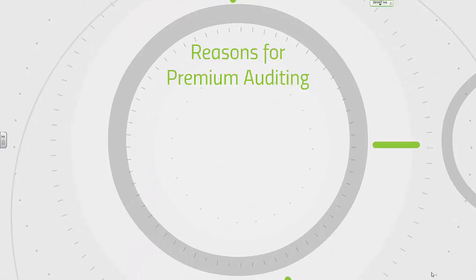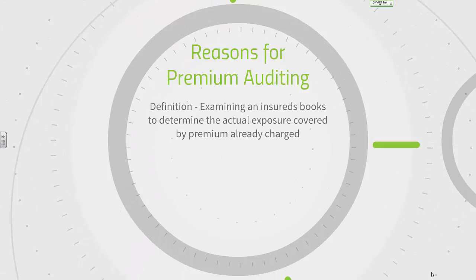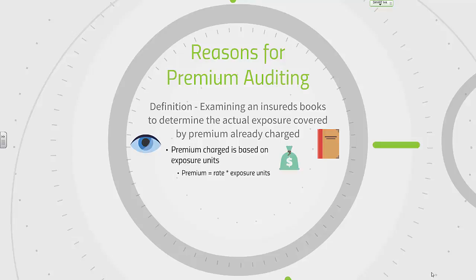First, let's look at the reasons for premium auditing. Simply put, premium auditing can be defined as examining an insured's books to determine the actual exposure covered by premium that has already been charged. With any type of insurance, the amount of premium charged is based on exposure units. Remember that premium for an insurance policy equals the rate times the number of exposure units.